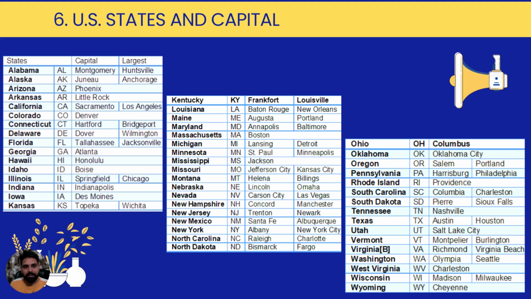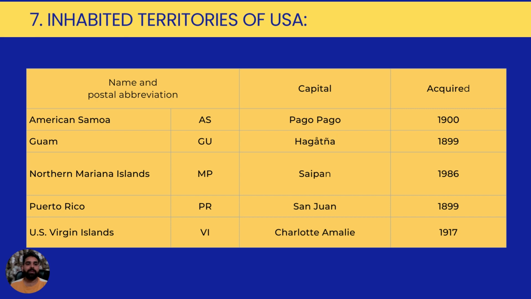Now the next topic is USA capital. So capital, I have mentioned, largest cities I have mentioned. You can go through it. In the last topic, we have discussed inhabited territories. So there are 5 inhabited territories in the USA. The names are here. You can read it.